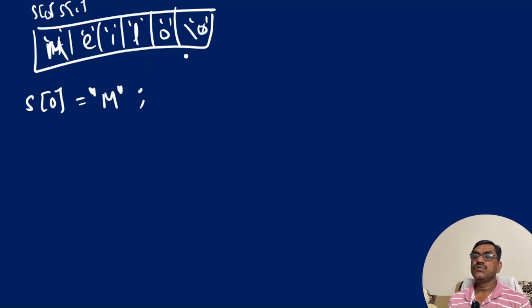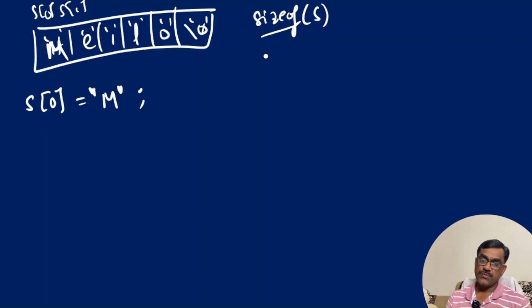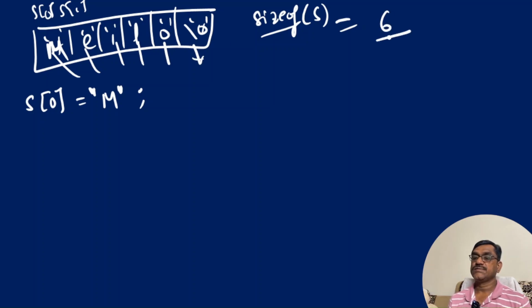Now, if you want to know the size of the string here, say sizeof S, where the string name is S. We know the sizeof operator gives the size of a particular data type. S is the character array. When we say sizeof S, it gives how many characters? 1, 2, 3, 4, 5. It also counts the null character. It gives 6.